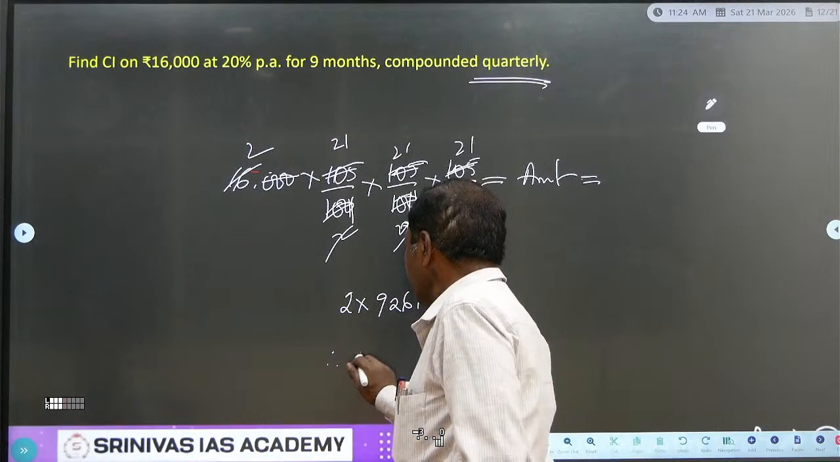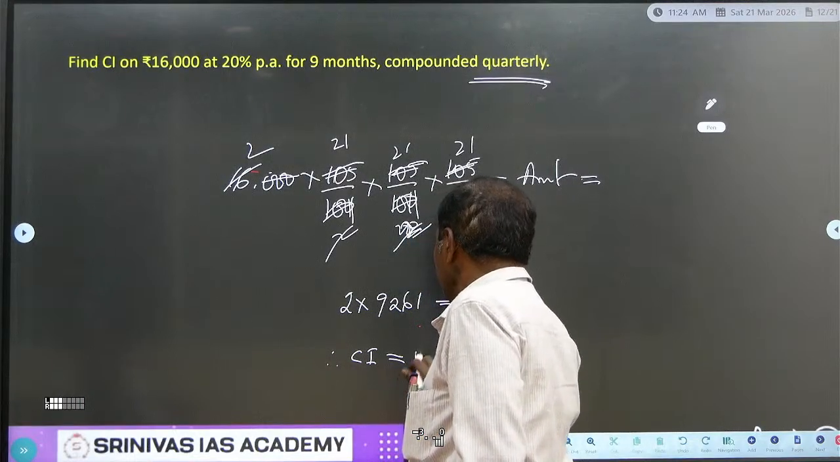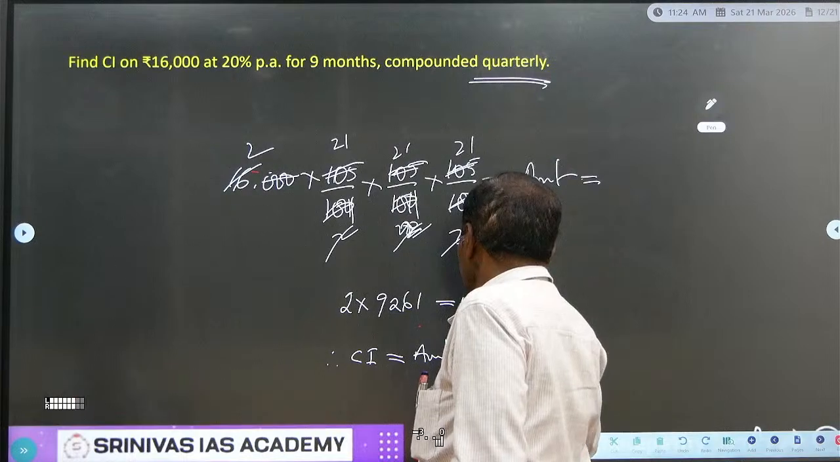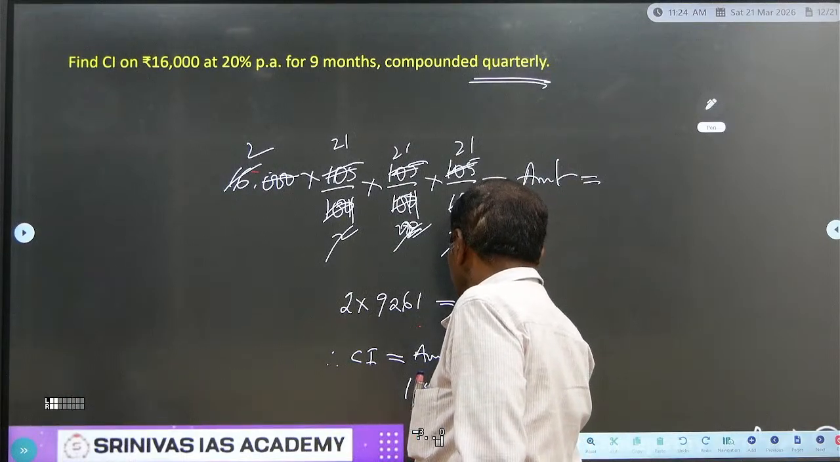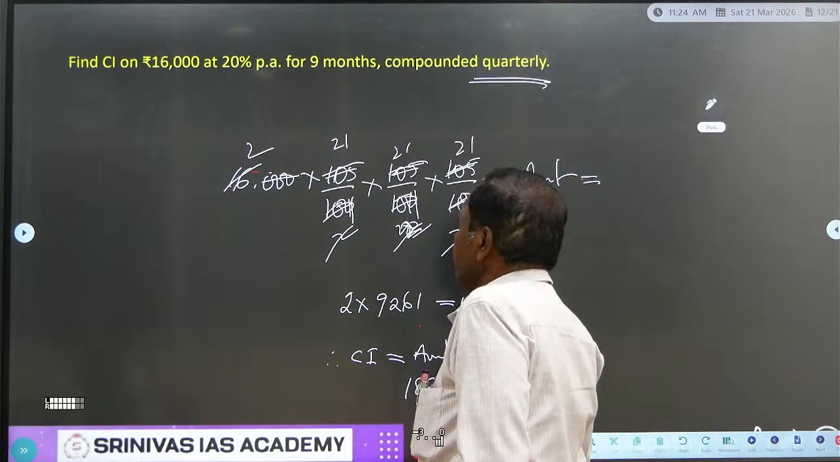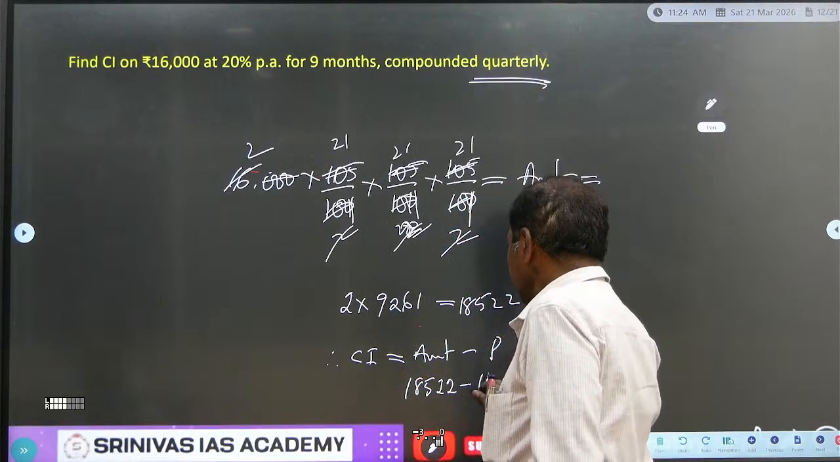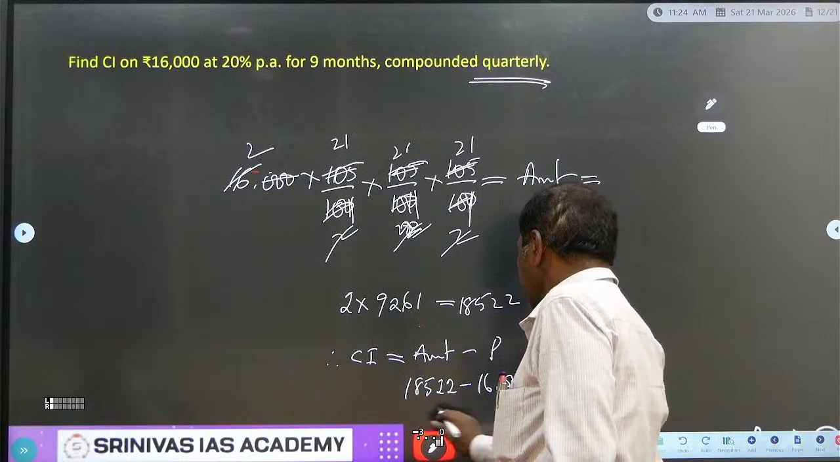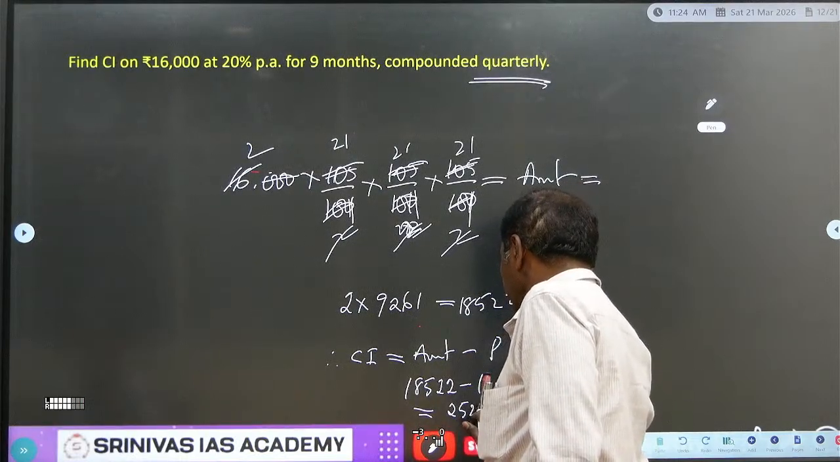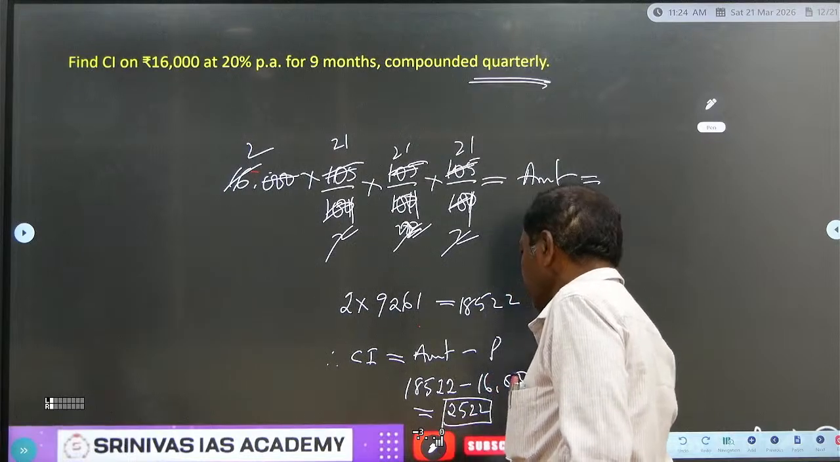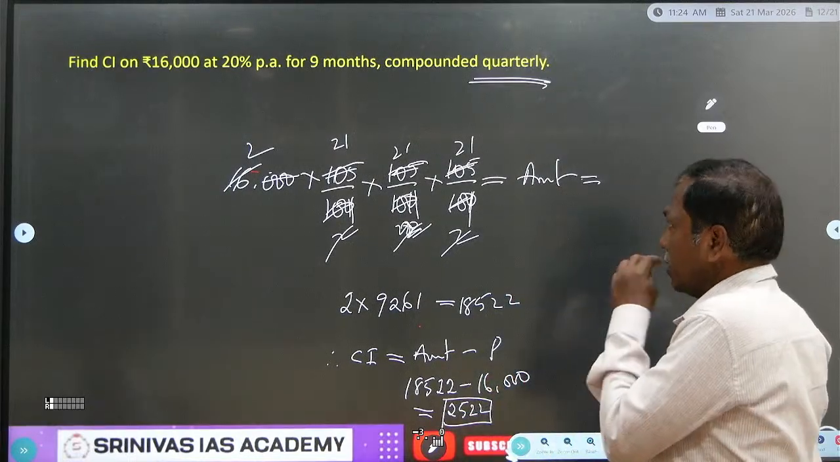18,522. Therefore, compound interest is equal to amount minus principal. Amount is what? 18,522 minus 16,000. Therefore, 2,522. That is the answer.